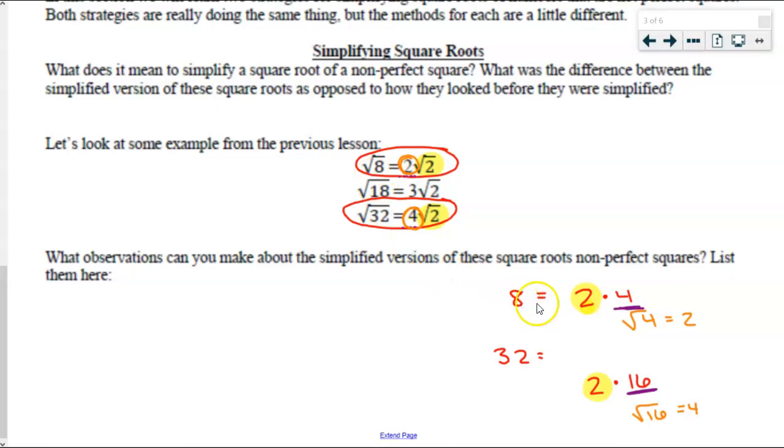And within the factors of 8, I found a perfect square. Within the factors of 32, I also found a perfect square. Now, I don't see that perfect square in the simplified version, but what is the square root of that perfect square? It's 2, and we do see that number there. Just like what is the square root of the perfect square 16? It's 4, and we do see that 4.